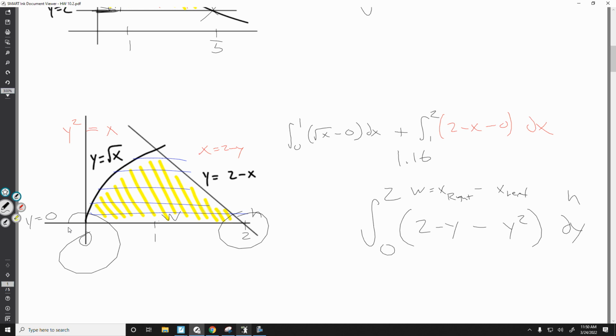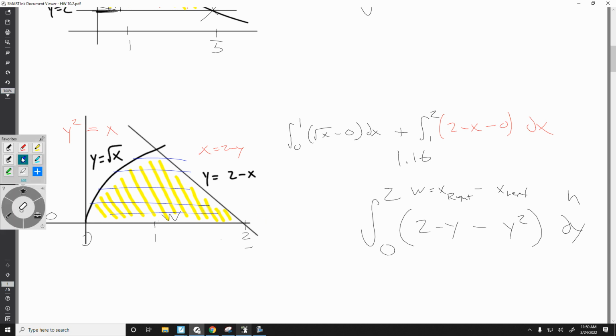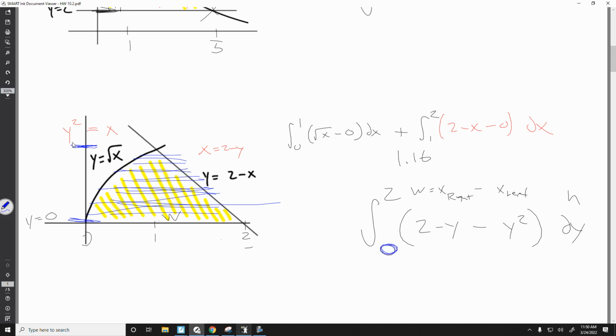No. This is why drawing and visualizing is so important. You are summing these up from a bottom to a top, which means you need a y equals 0, not an x equals 0, to a y equals, well, if I plug in 1 into both these equations, I get 1. This is 1.